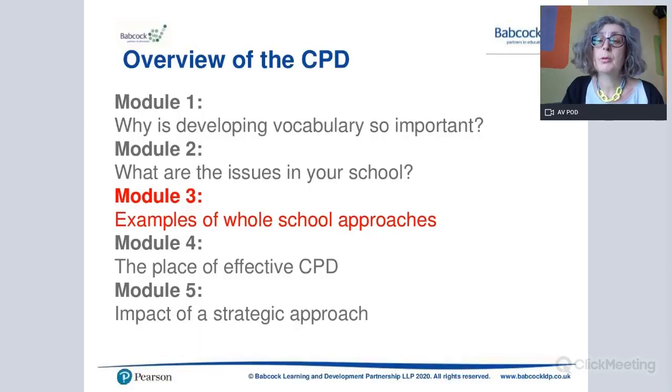So the examples of whole school approaches that we're going to be looking at in this module show how teachers and schools have brought together the two key strands that we've been working on with them. The first strand being the strand of direct teaching of vocabulary. So in other words, we need to teach children new words. Which words are we going to teach and how are we going to structure that within our curriculum?